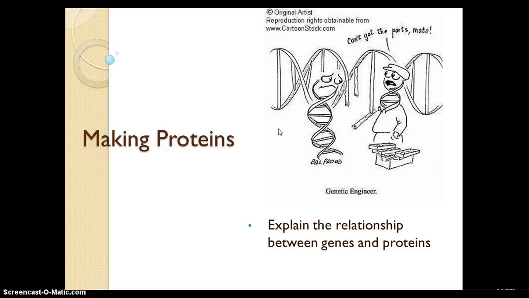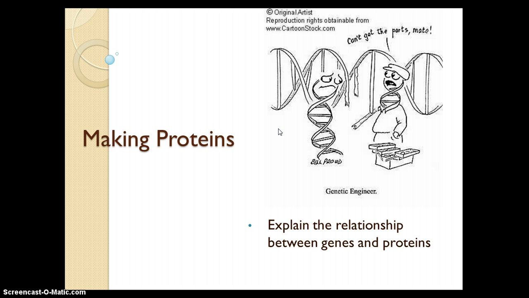So DNA codes for proteins, and proteins are really important in our cells. They do a lot of different jobs in different parts of our body. Some examples of things that proteins do: in our digestive system, proteins help to break down our food. They are enzymes, which help chemical reactions take place. Chemical reactions are what break down our food.